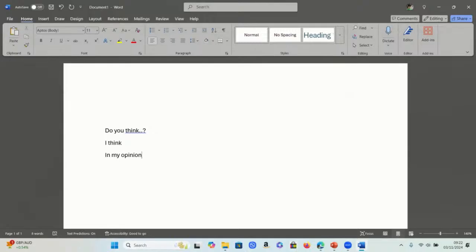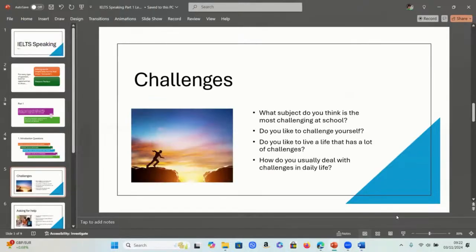So, these are the standard ones, and they're not very interesting. Everyone knows these. So, can you remember any other beginnings or sentence frames? They were called sentence frames, right? So how do you say, I think? A better way of saying I think. Any idea of that one? What was the question again? What subject do you think is the most challenging at school?